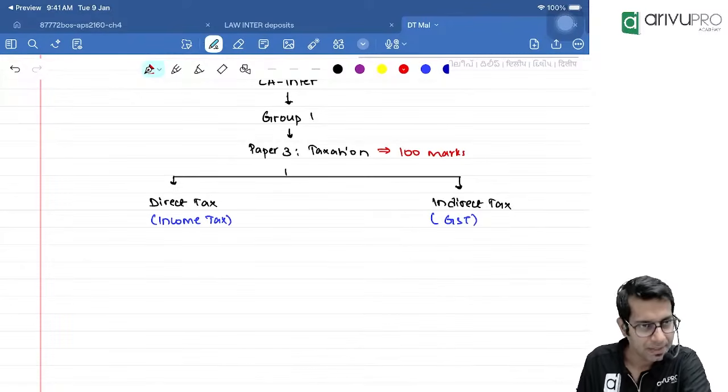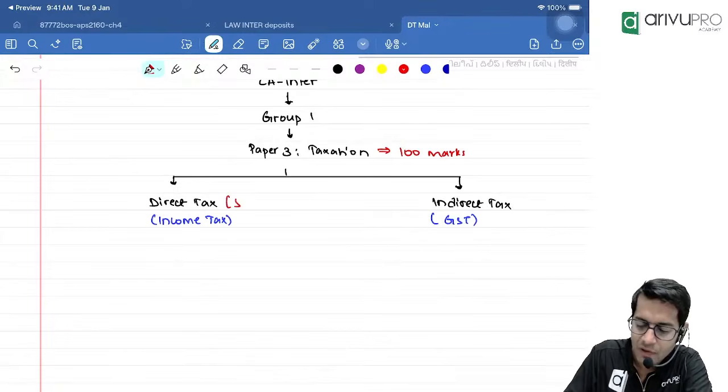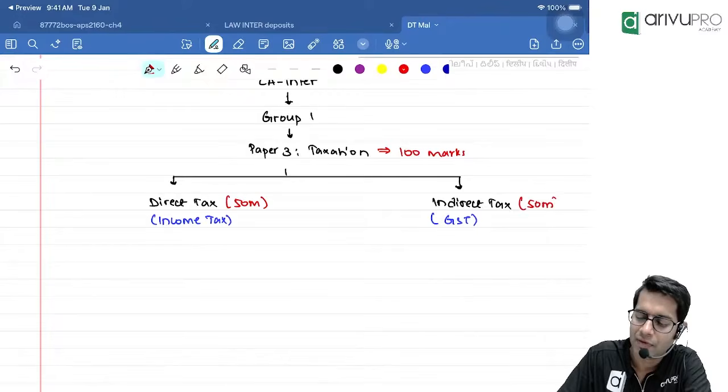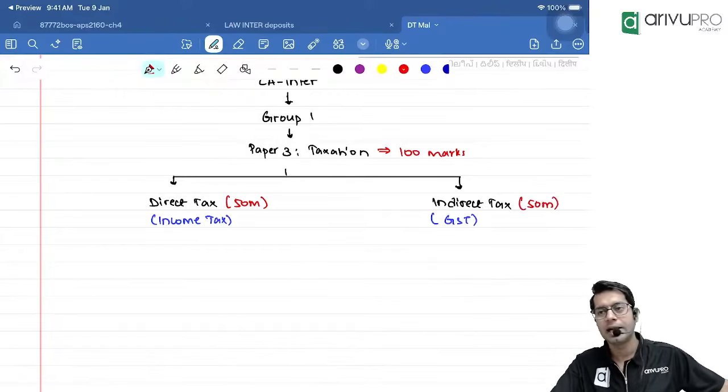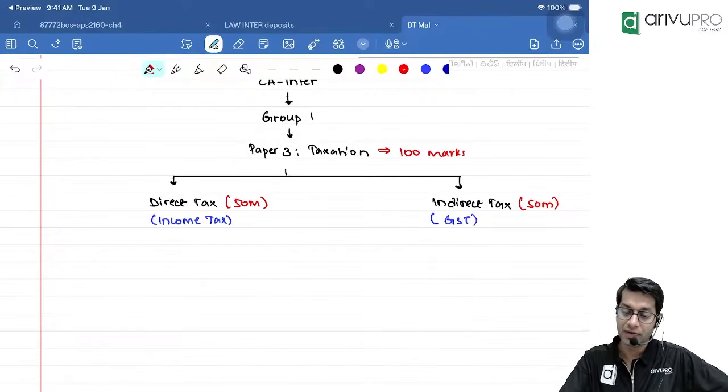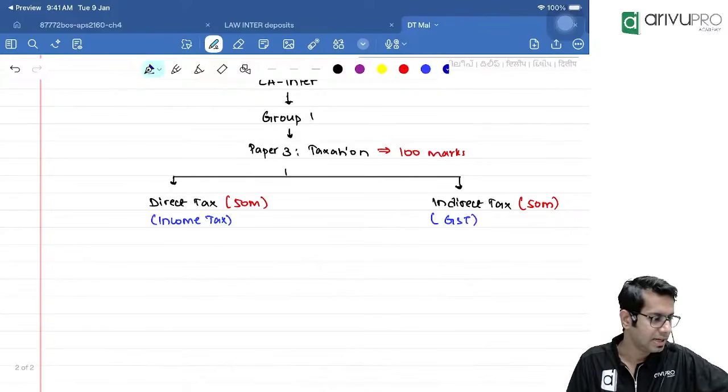Now, the paper is for 100 marks. Direct tax will be for 50 marks. Indirect tax also will be for 50 marks. Both direct tax and indirect tax will be for how many marks? 50 marks. Direct tax, indirect tax, 50 marks each.